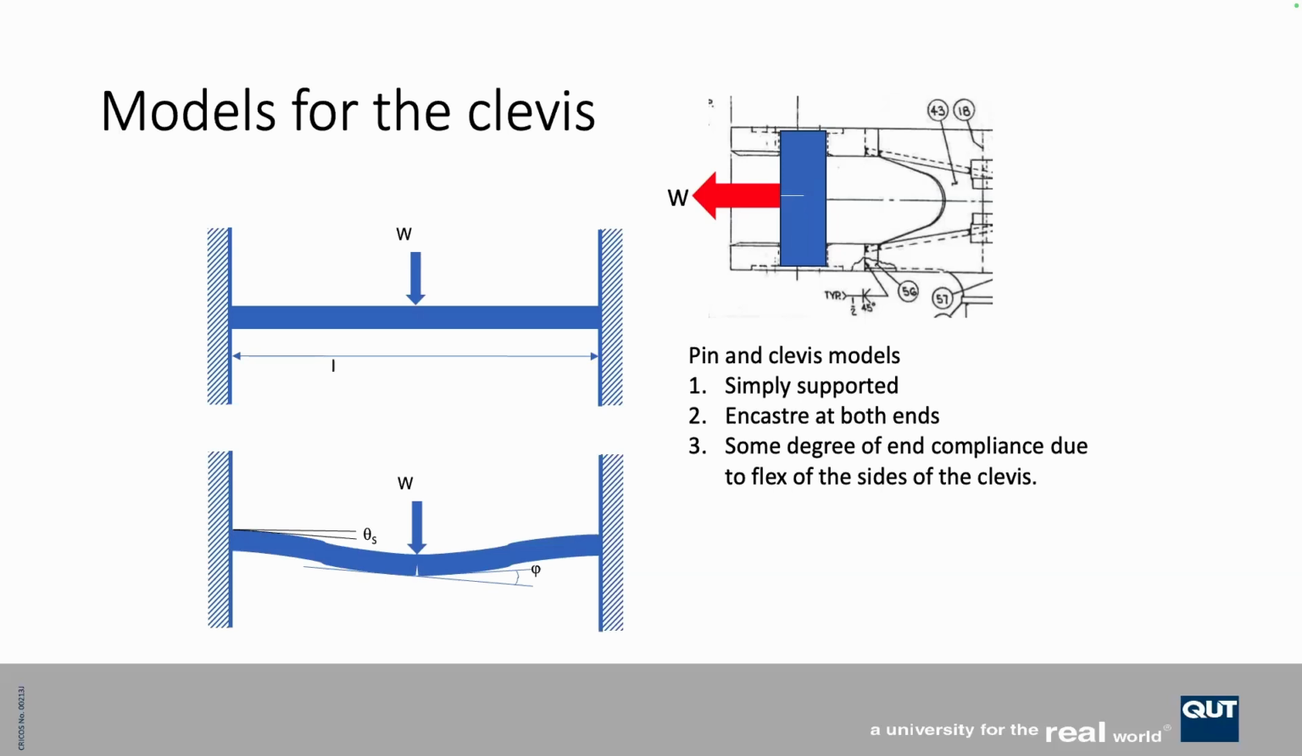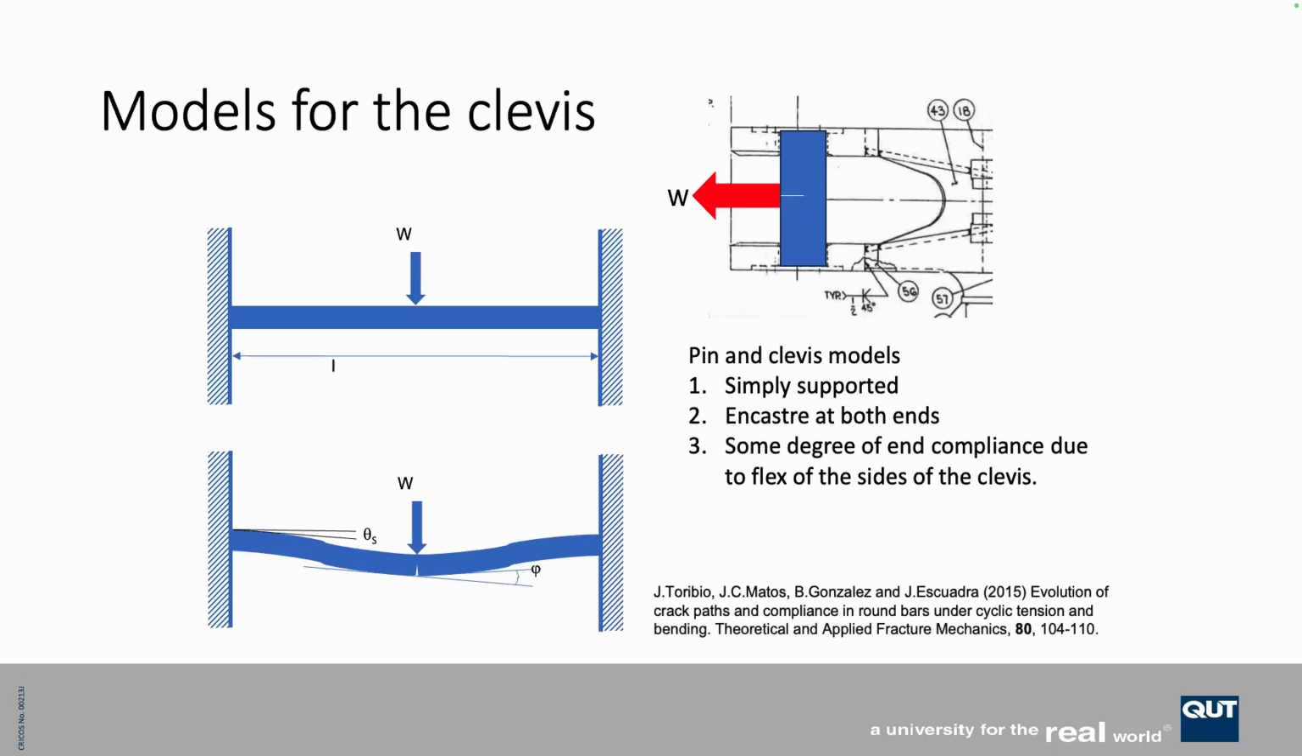The first was to assume that the pin was a simply supported beam. That is, there was no moment restraint at the ends of the pin, and it was free to bend. The second method of analysis was to assume that the pin was encastre at both ends, that it was fixed. And that's probably closer to the truth because there were plates put on the end of the pin which were meant to stop it from rotating. But that's never perfect, and the sides of the clevis would also deform a little bit. And so a third analysis was done to change the degree of compliance at the ends of the pin.